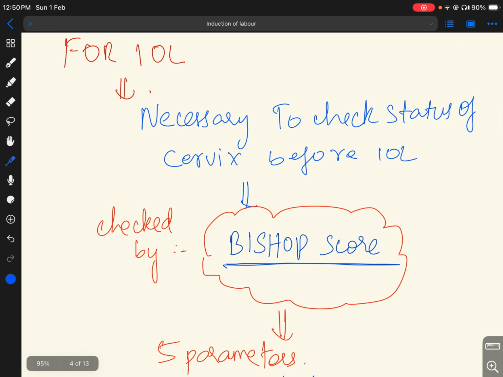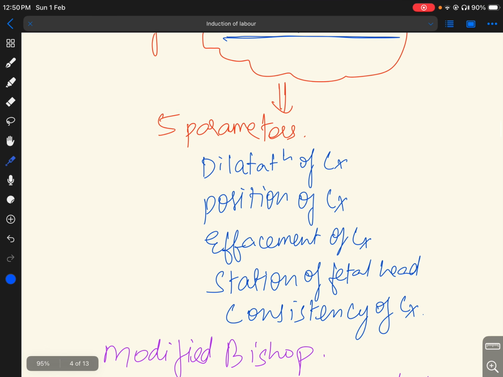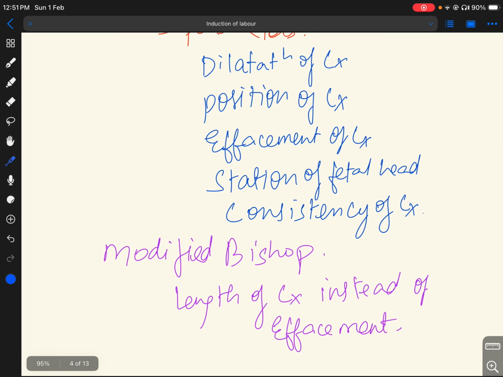For induction of labor, it is necessary to check the status of the cervix before induction. How to check the status of the cervix? We use the Bishop score. There are five parameters in the Bishop score: dilatation of cervix, position of cervix, effacement of cervix, station of fetal head, and consistency of cervix. In the modified Bishop score, the length of cervix is used instead of effacement of cervix.